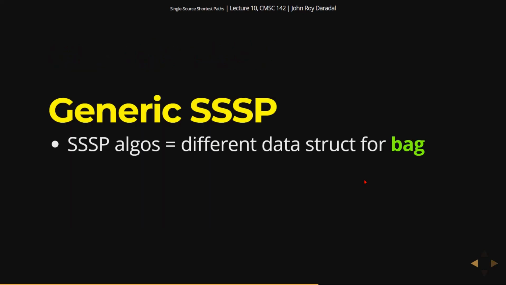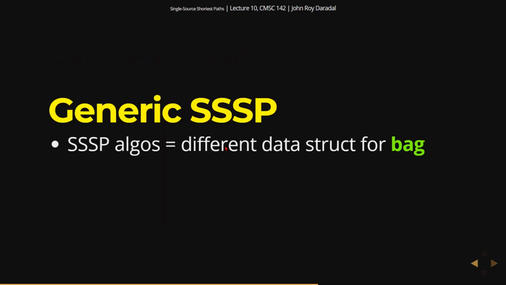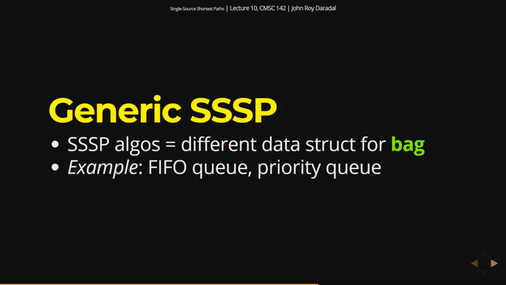As I mentioned, the underspecified part here is how do we take items from the bag. How do we take vertices? There will be different data structures for the bag for different SSSP algorithms. Some could be a first in first out queue, others could be a priority queue, and so on.